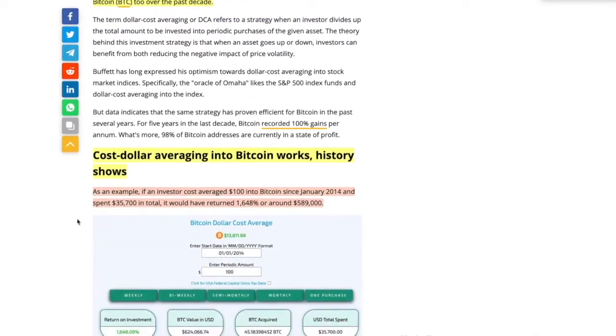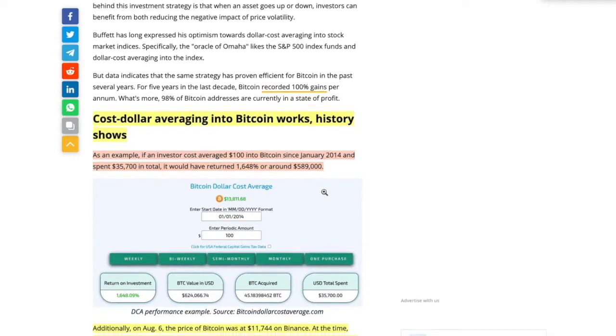As an example, if an investor cost averaged $100 into Bitcoin since January 2014 and spent $35,000 in total, it would have been a return of 1,648% or around $589,000. So you could have made $500,000 on $35,000. That's not too bad, I think. But here's the thing, that's January 2014. And then the question I had was, well, are you talking about every day, every week, every 10 days, every month? I mean, what are you talking about? Because it doesn't really say here per se.